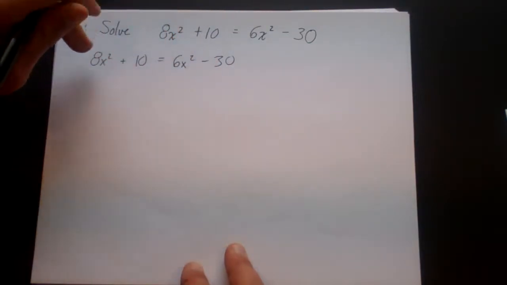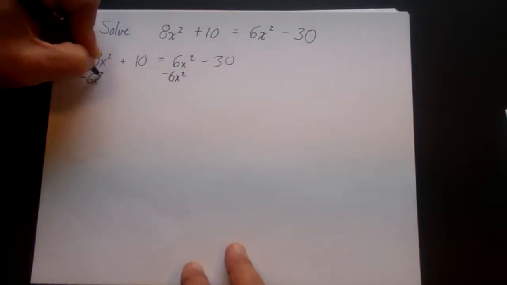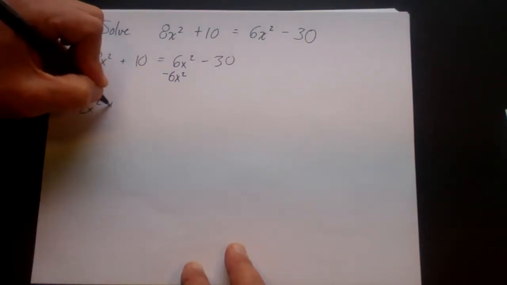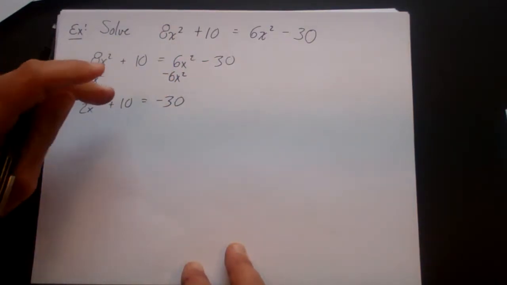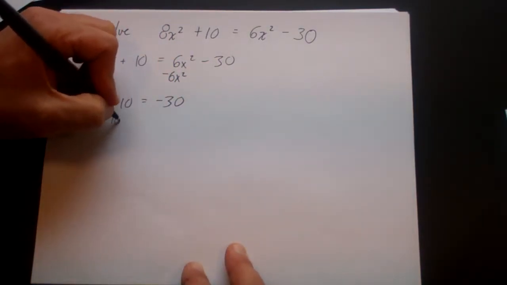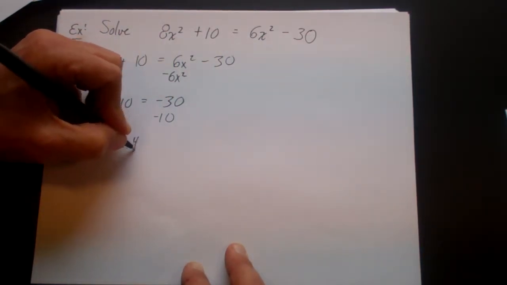So I'm going to get the x squared over here on the left. So you subtract 6x squared and subtract 6x squared, and I have 2x squared plus 10 is equal to minus 30. Then I want to get the 10 over on that side, so I'm going to subtract 10 and subtract 10. So I get 2x squared is equal to minus 40.